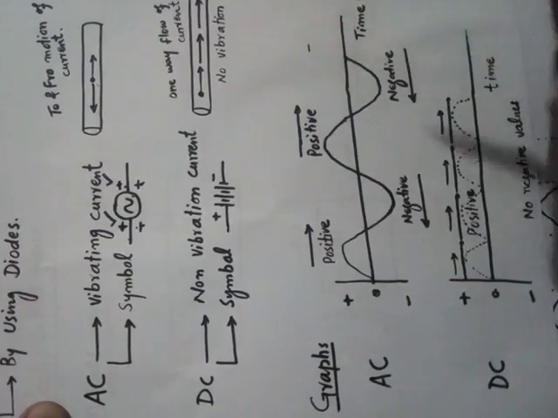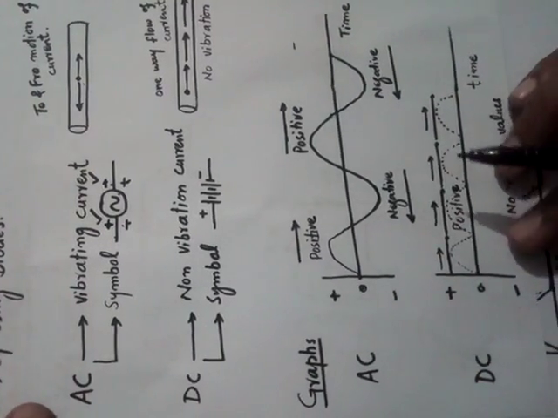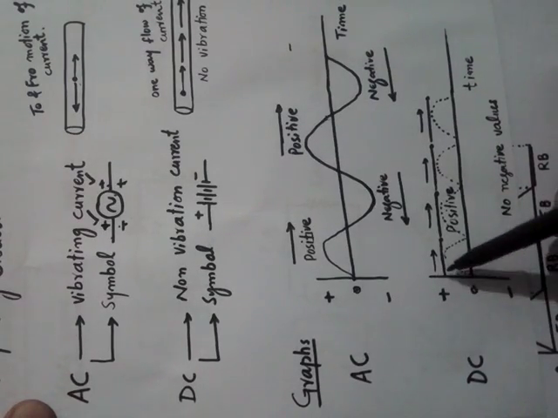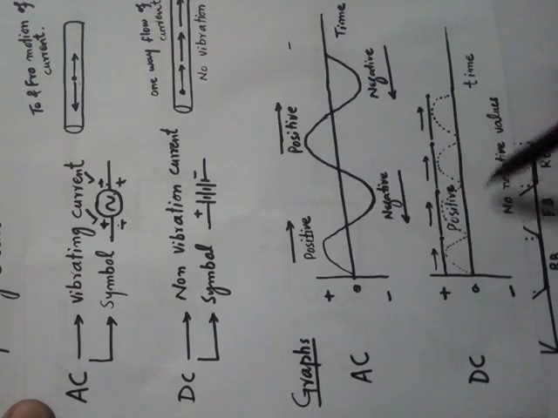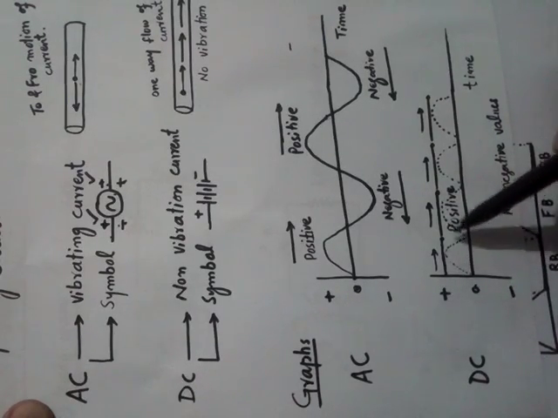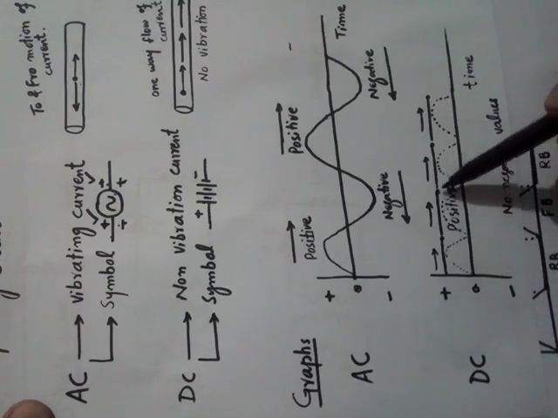As far as DC is concerned, direct current has an almost linear graph. There is no negative portion of the graph. All we have is the positive. Either it is pulsating like this or a straight line. Clear? Okay. This was the concept of rectification.